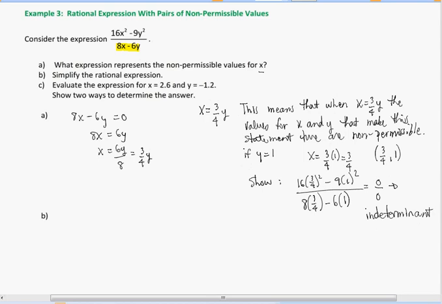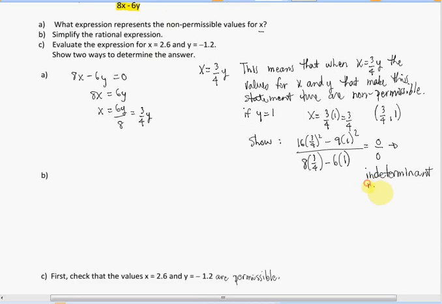And indeterminate means it has no meaningful value, or if you like, it's not a number.